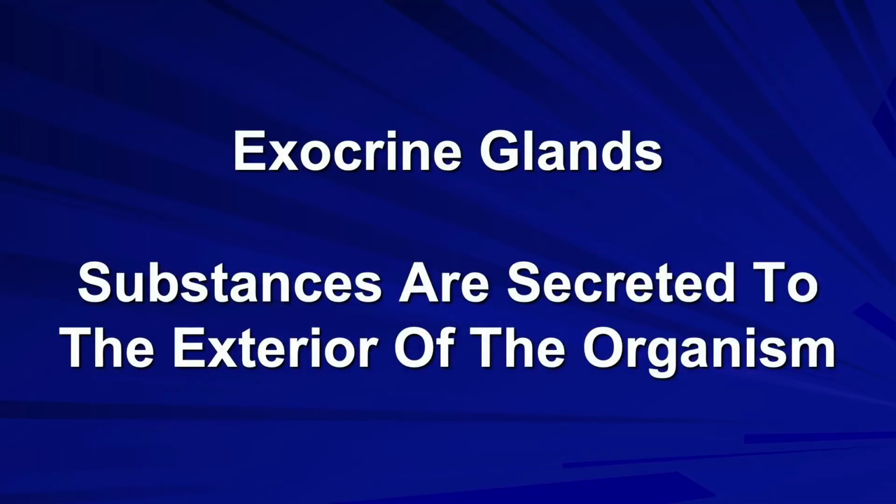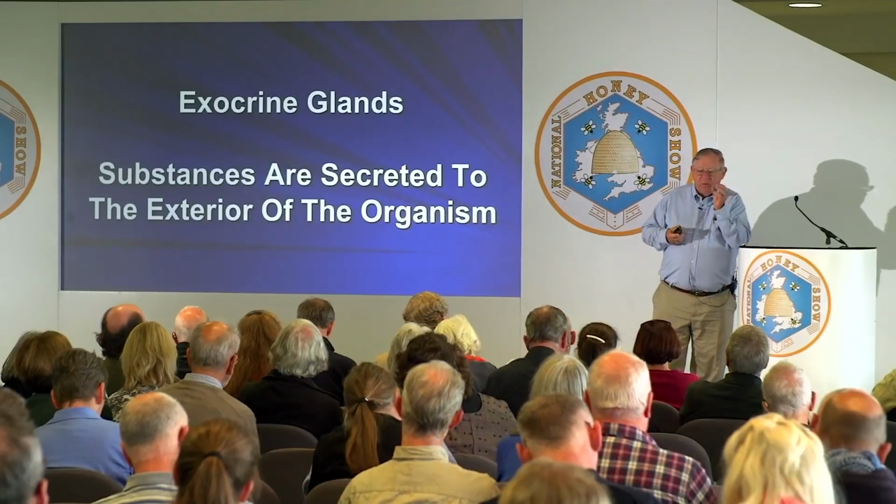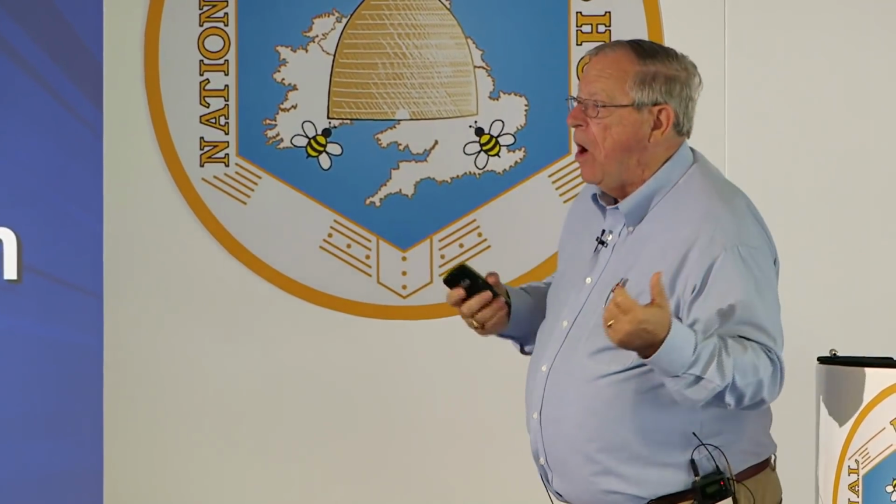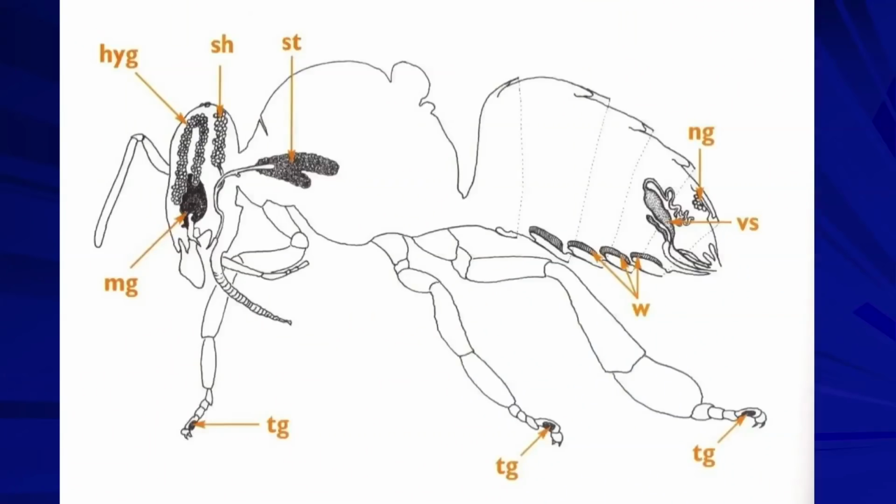On the other hand, exocrine glands, as we defined for you yesterday in my first presentation, they secrete substances to the exterior of the organism. So that's where we get exocrine or outer, okay? Secrete them to the outer part of the individual's body. Here are some examples of some of the exocrine glands. We have the venom sac. To be functional, it has to be taken to the exterior of the organism through the stinger, okay? We have the Nasonov gland, which produces Nasonov pheromone, which is Ng in this particular diagram.